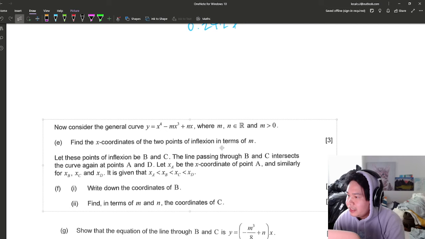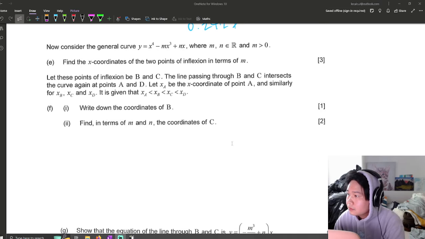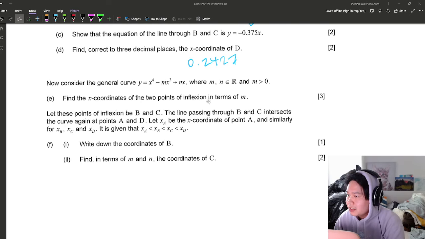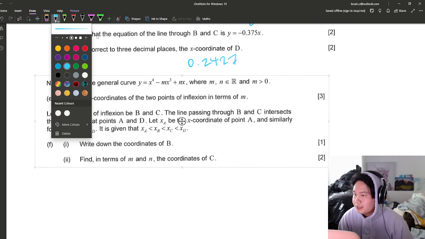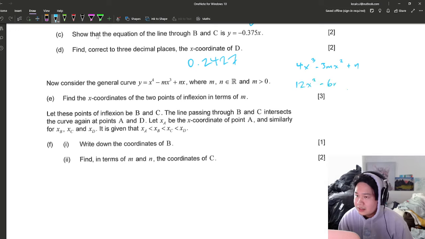And then they generalize it. Find the x-coordinate of the 2 points of inflection in terms of m. Okay, so we're going to do the same thing, but generalized. First, we need to find the first derivative and then the second derivative. So the first derivative is 4x cubed minus 3mx squared plus n. And then the second derivative is 12x squared minus 6m times x.